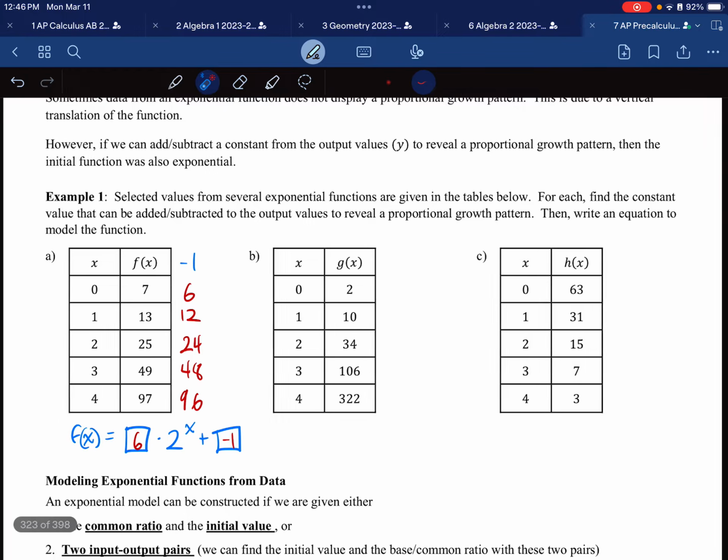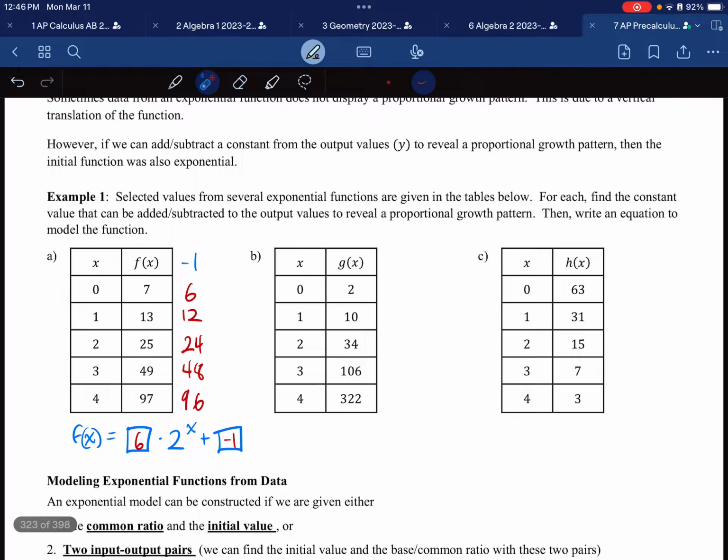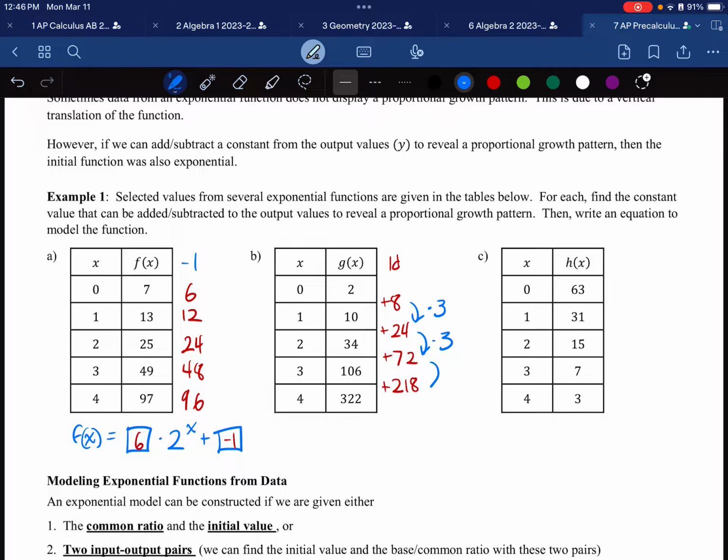All right, in part B, again, I want to figure out what that ratio is to multiply by. So I'm going to look at the first differences first. To get from 2 to 10, I'm doing plus 8. From 10 to 34, I'm doing plus 24. From 34 to 106, that's 72, I think. And that's going to be 218, it looks like. So what am I multiplying by at each step? To get from here to here, I'm multiplying by 3. All of these are multiplied by 3.